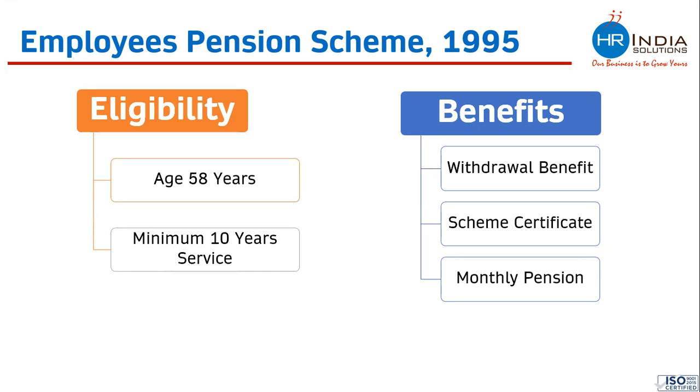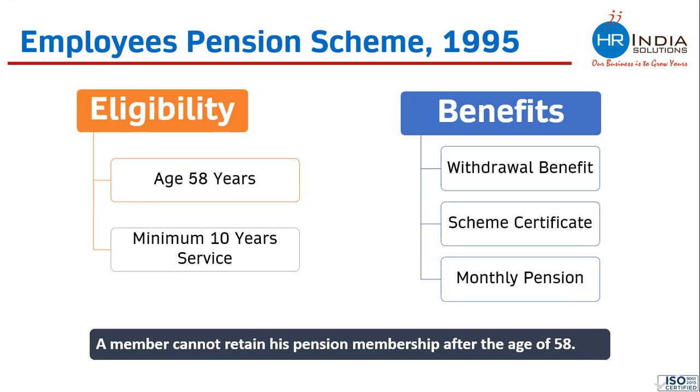the basic purpose of getting a scheme certificate is taking a certificate from Provident Fund saying that this much money is lying in your pension fund, and you have been contributing for this much time. To further continue this contribution for pension, this certificate is taken. And the third option is you can start your monthly pension once you have attained the age of 58 years and minimum 10 years.